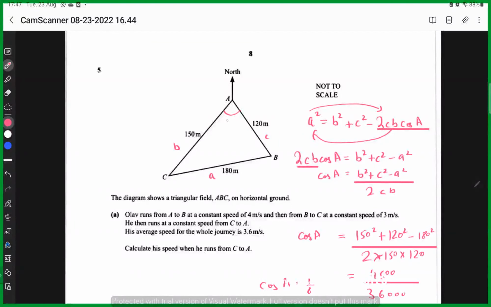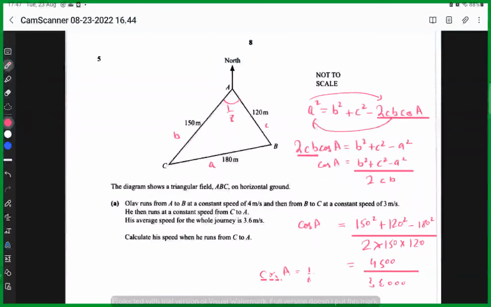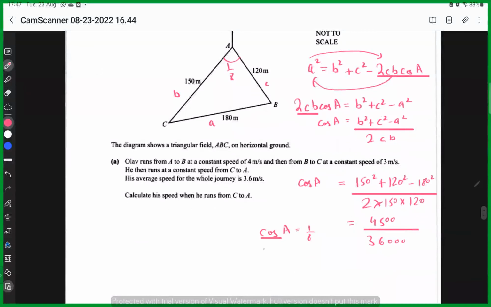Is 1 by 8 the angle? No, 1 by 8 cannot be the angle because this is the value of cos A. I need to take this cos on the other side. How do I take cos on the other side? By writing cos inverse. And again, do not worry, cos inverse is there on your calculators. So A is equal to cos inverse 1 by 8.